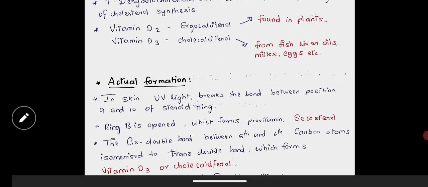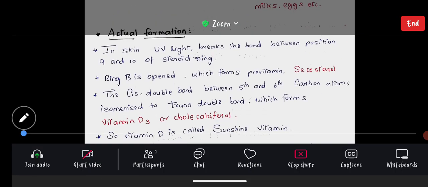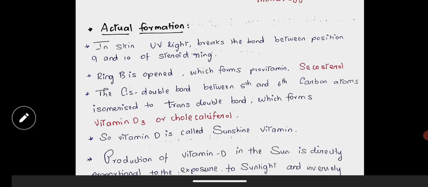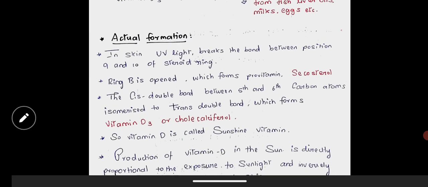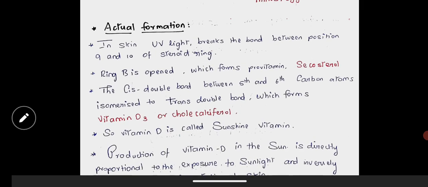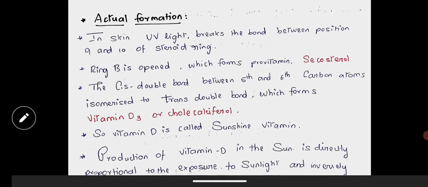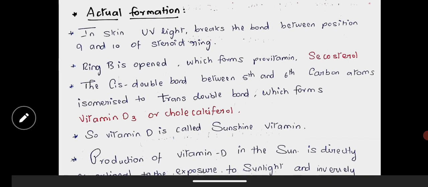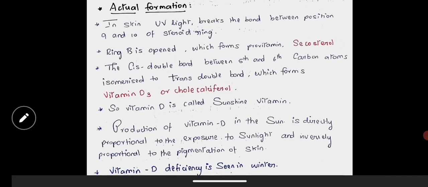Now the actual formation: how is cholecalciferol formed? Vitamin D is formed in the skin. UV light breaks the bond between positions 9 and 10 of the steroid ring. Ring B is opened, which forms the provitamin secosterol. The cis double bond between the fifth and sixth carbon atoms isomerizes to a trans double bond in secosterol, and it forms vitamin D3 or cholecalciferol, and hence the active vitamin is formed.